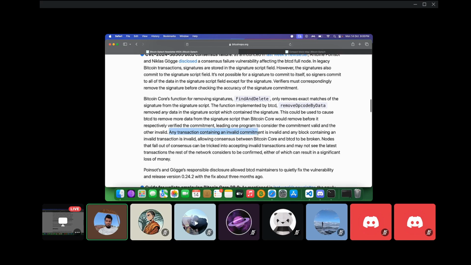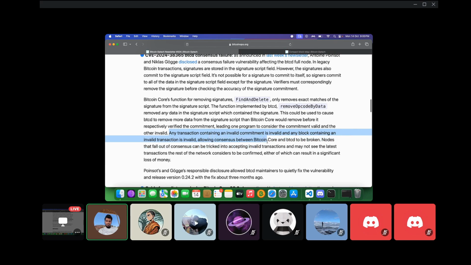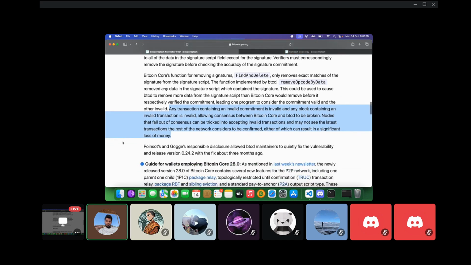Any transaction containing an invalid commitment is invalid, and any block containing an invalid transaction is invalid, allowing consensus between Bitcoin Core and BTCD to be broken. Nodes that fall out of consensus can be tricked into accepting invalid transactions and may not see the latest transactions the rest of the network considers to be confirmed, either of which can result in a significant loss of money. Conor and Gerger's responsible disclosure allowed BTCD maintainers to quietly fix the vulnerability and release version 0.24.2 with a fix about 3 months ago.